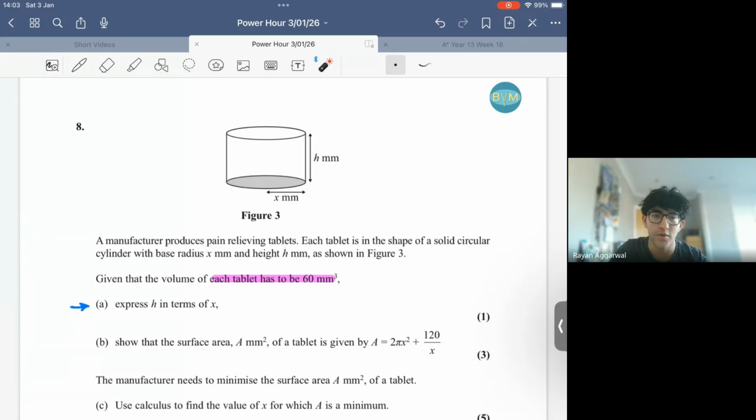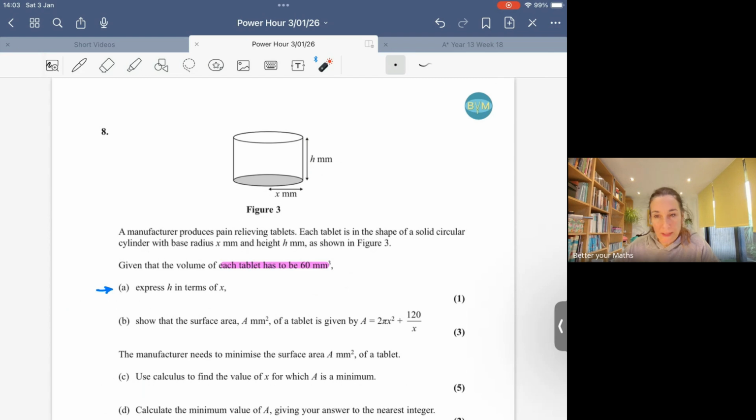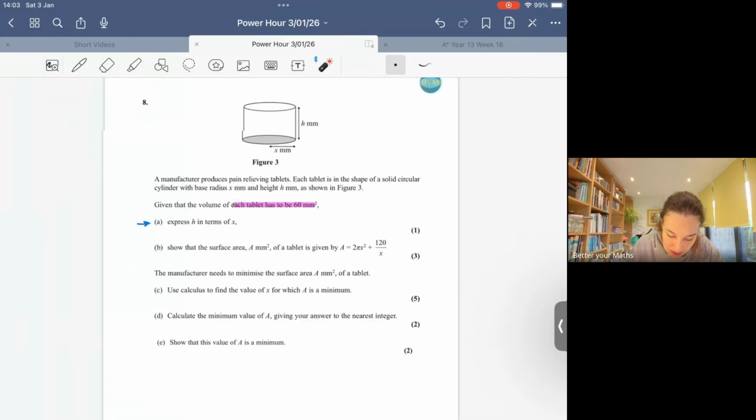Can you just use the formula for the volume and then sub out the V for the 60? Exactly. So this numerical information is precisely for that. I can make the volume equal to 60, and the volume is going to be in terms of x and h, and I'm just going to make h the subject. So let's do that. Remember the formula of the cylinder? Area of the base, or the cross section, because it really is a prism, multiplied by the height.